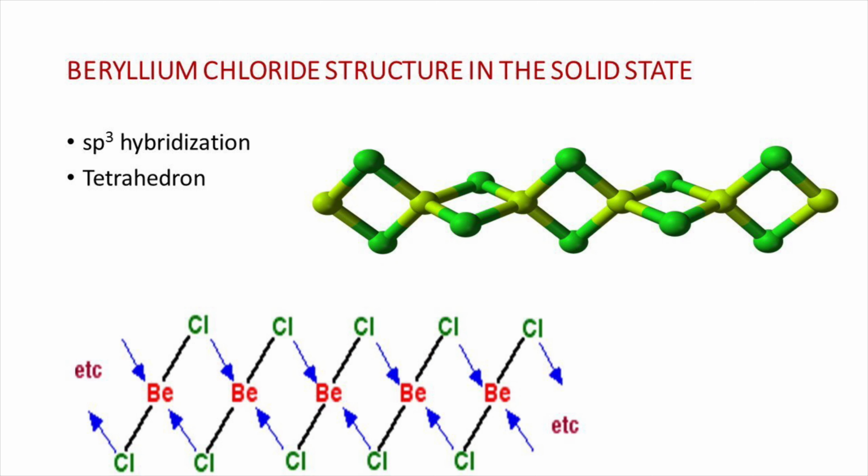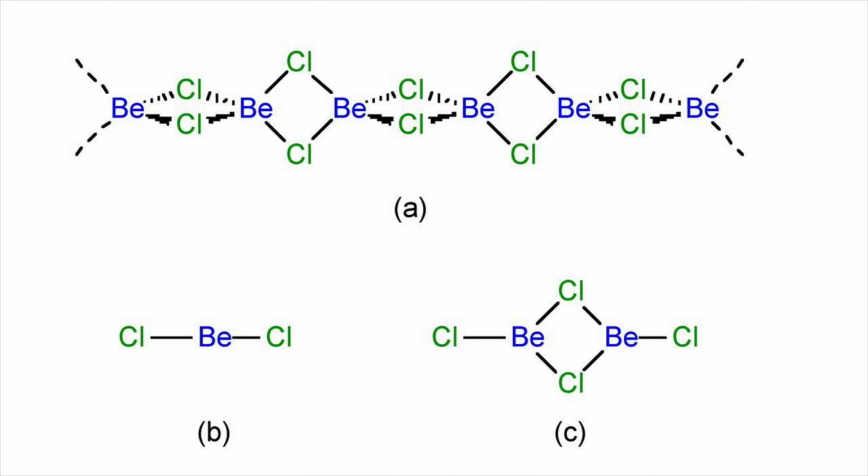The structure of beryllium chloride in the solid state is a polymeric chain. Here, beryllium atom is in a state of sp3 hybridization. So, the structure localized around each beryllium atom is an almost regular tetrahedron. These are the 3 different structures for beryllium chloride.